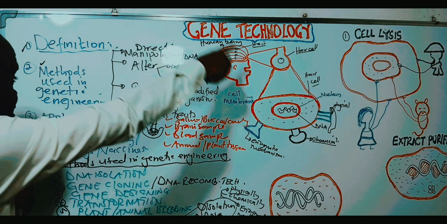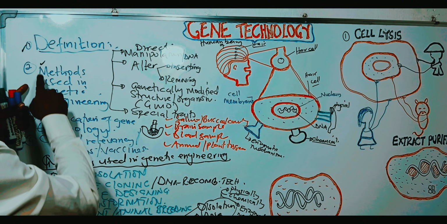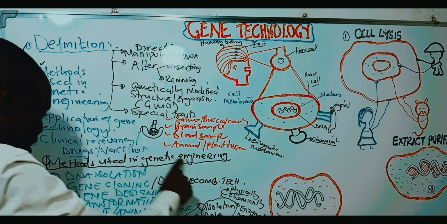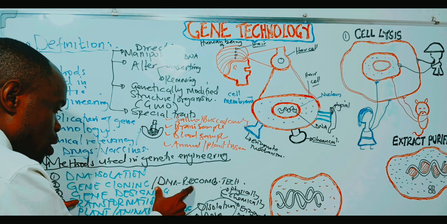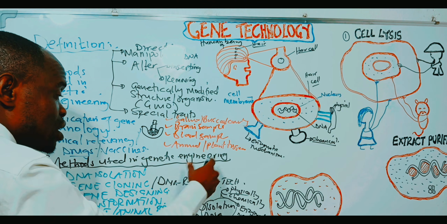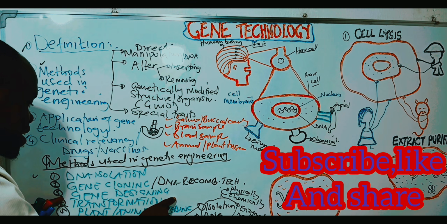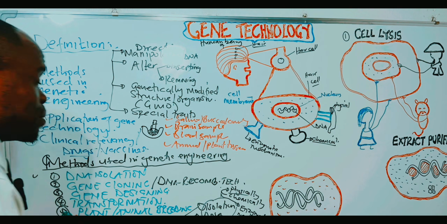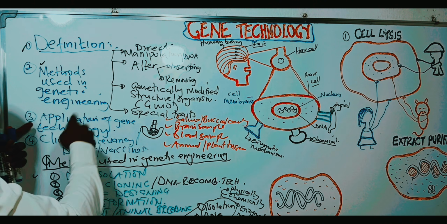And so this gene technology takes place through methods you normally apply, which are: DNA isolation, gene cloning, DNA recombination, gene designing, transformation, and plant or animal breeding. Then we're going to see the application.